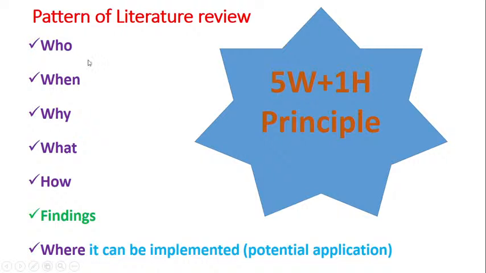So 5W plus 1H. Here 5W means who, when, why, what, where. These are all five, and 1H indicates how. Here I am putting the findings in green color. Findings I cannot introduce in the introduction, but in a literature review the findings are very important. So let us put this 5W and 1H in order. First one, who. Second, when. Third, why. Fourth, what. Fifth, how. Then in the literature review structure, you add the findings.